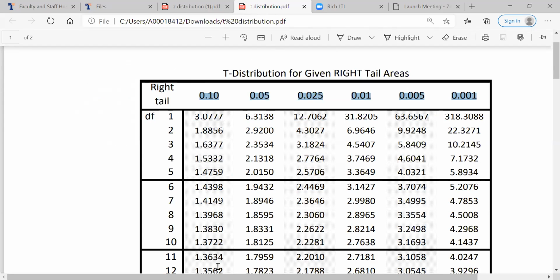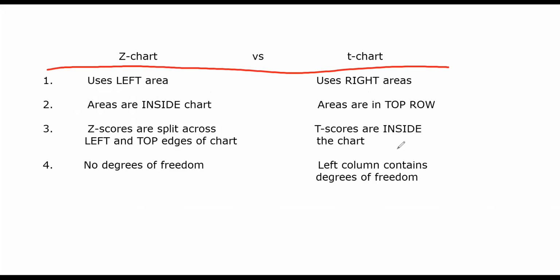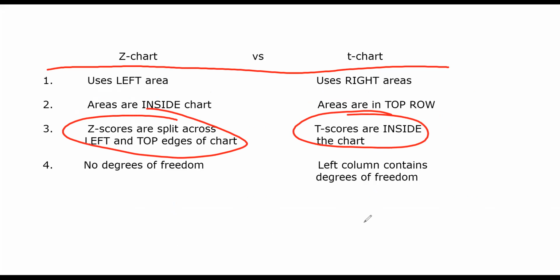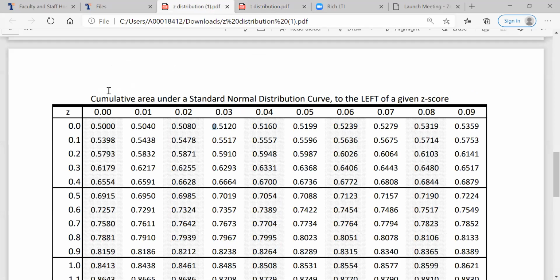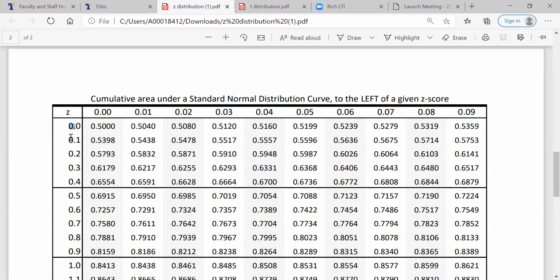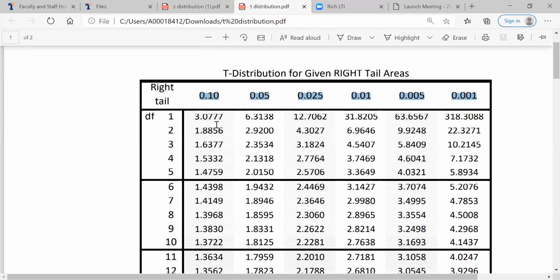Let's see, what was number 3? Number 3 was, in the z-chart, the z-scores are split across the left and the top edges of the chart, whereas in the t-chart, the t-scores are inside the chart. And it's important to remember this as you go back and forth between the 2 charts. In the z-chart, the z's are split across 2 digits on the left and then 1 digit on the top, whereas in the t-chart, all these numbers on the inside represent t-scores.